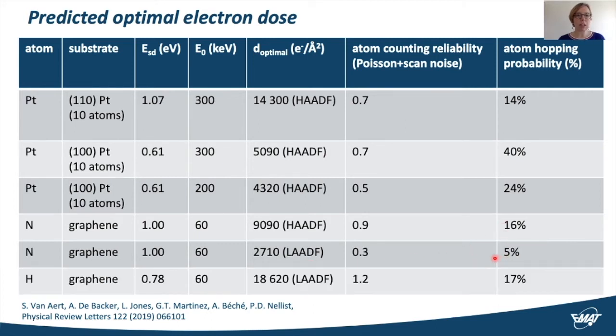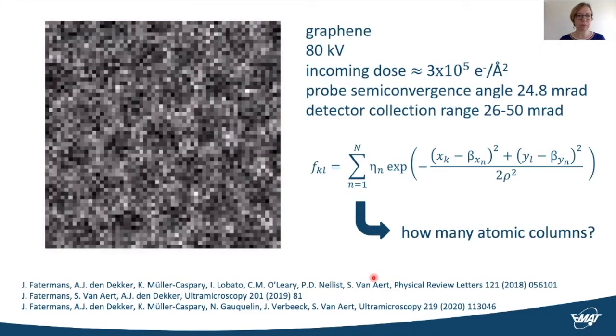If our ultimate aim would be to observe hydrogen atoms on graphene, it will become hard to detect hydrogen in the presence of scan noise, even under optimal conditions for the electron dose and the acceleration voltage. However, if future developments help us to overcome scan noise, then this theory predicts that we should be able to observe hydrogen, although the contrast will still be very weak.